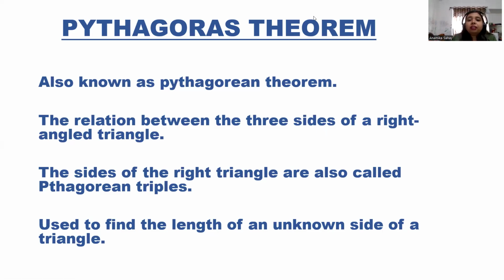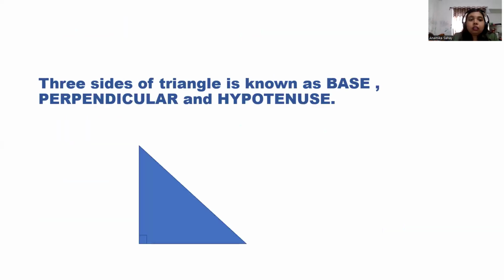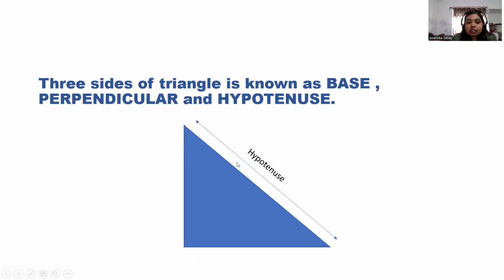The sides of the triangle are also known as Pythagorean triple. The name Pythagoras theorem comes from the Greek scientist named Pythagoras. The three sides of the right triangle are named as follows: this one is the hypotenuse, this one is the perpendicular, and this one is the base.